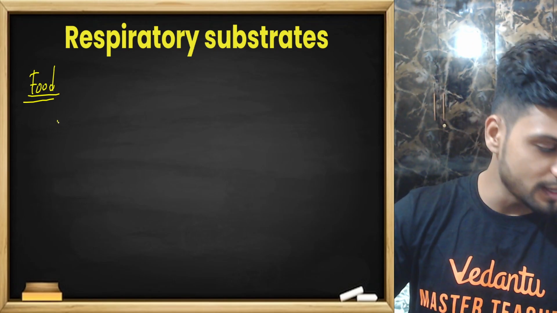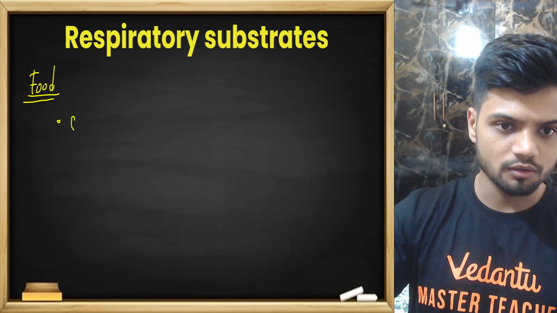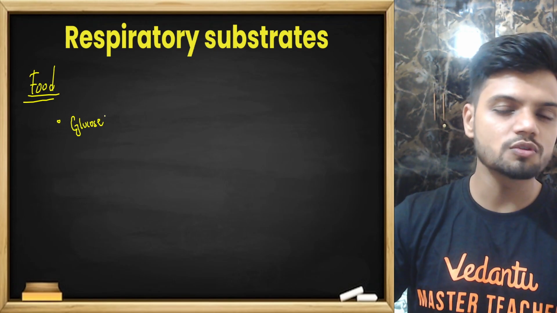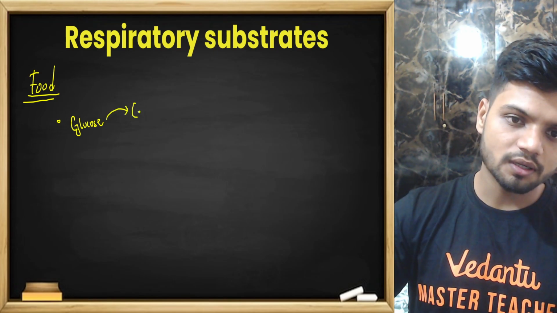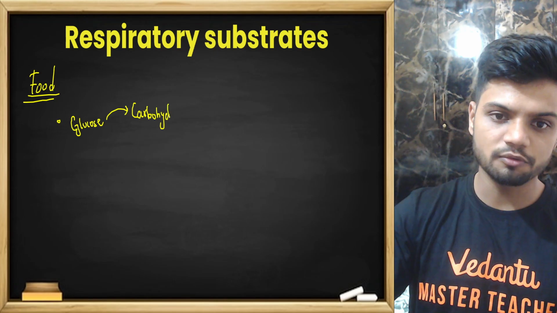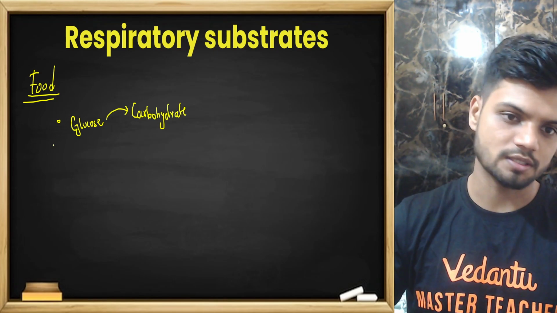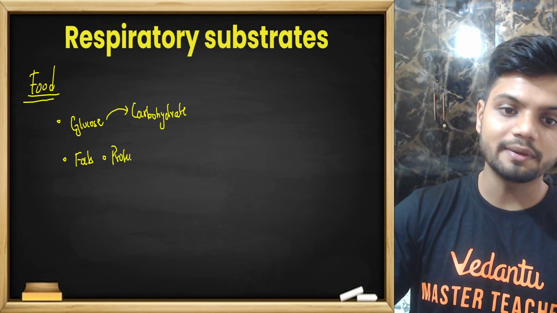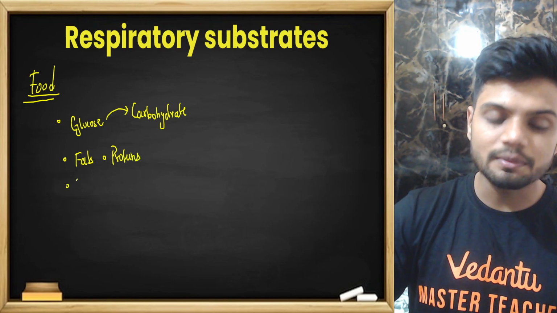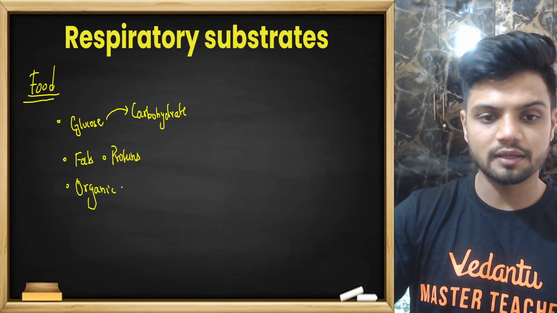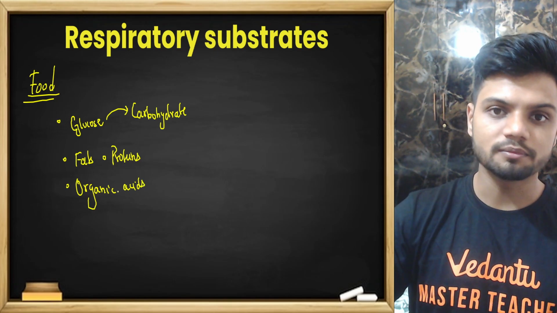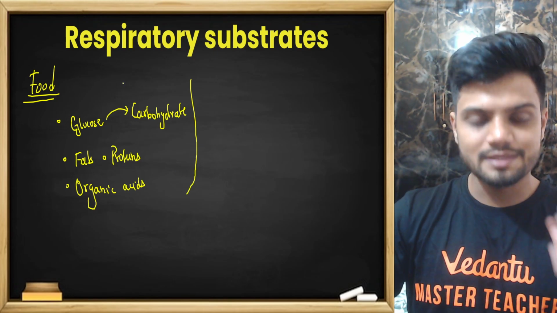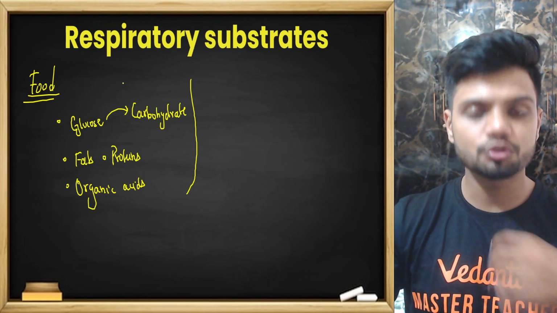For example, the first one is glucose, the favorite one. And glucose is a type of carbohydrate. Then we have fats. Then we have proteins, which can be taken by the body as backup. At the same time, certain organic acids can also be taken by your body, like malic acid and so on. These are called your respiratory substrates, substrates which can be broken down by the body to give energy.